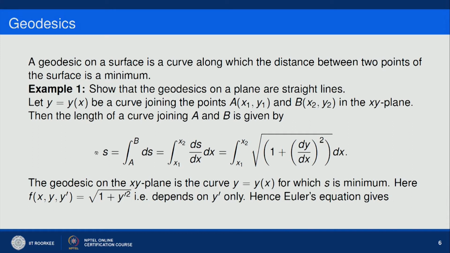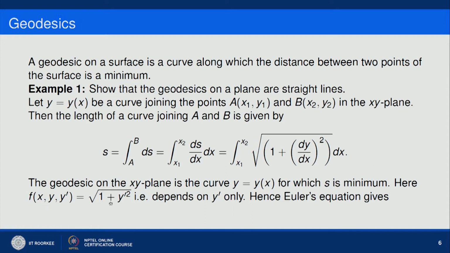And so you can say that the functional S represents the length between the points A and B, whose x coordinates are given as x1 and x2. So we have to minimize this functional. So the geodesic on the xy plane is the curve y equal to y of x for which this functional S is minimum. So here if you look at the integrand, what is it?